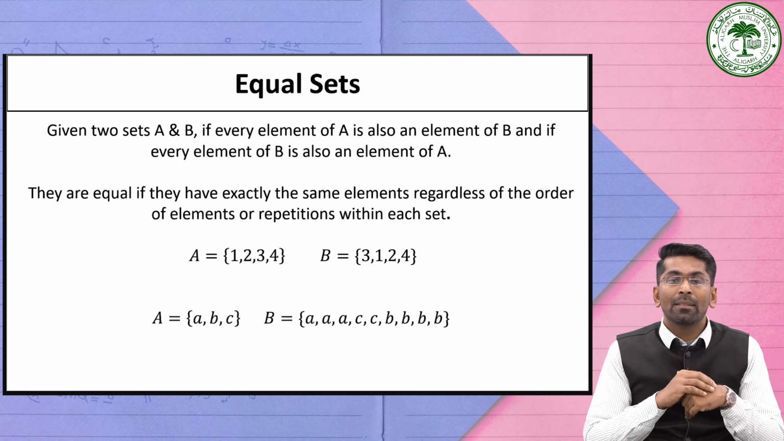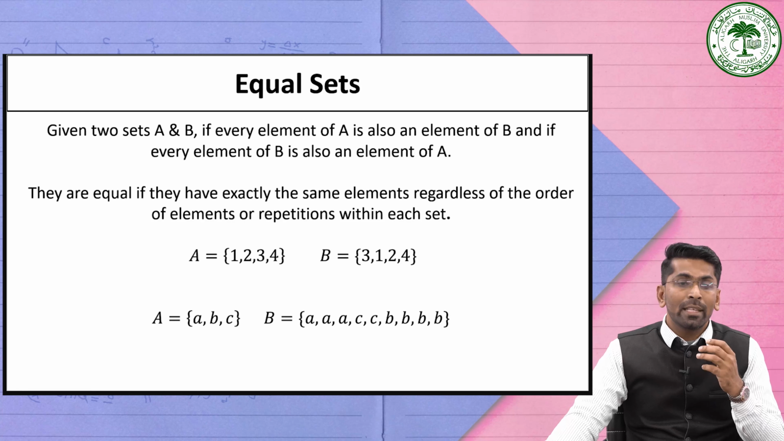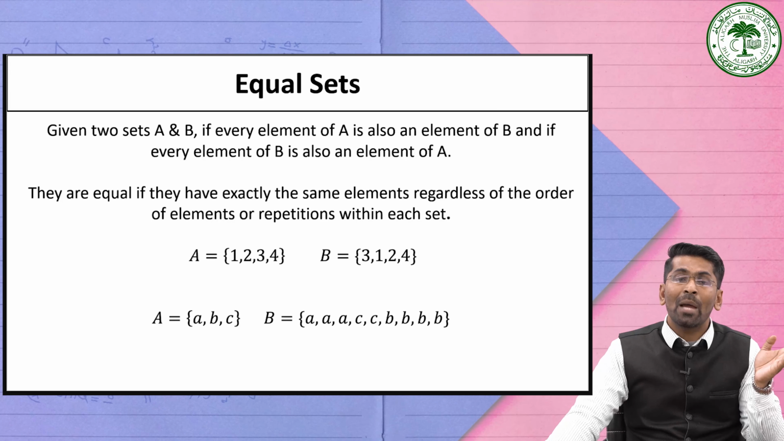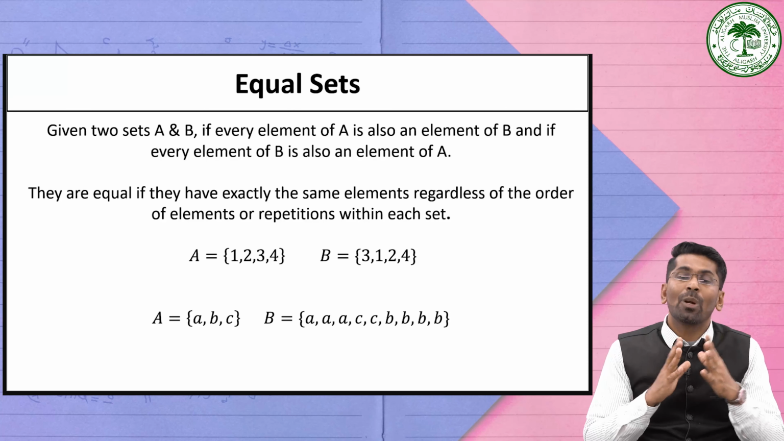Consider another example. Set A is equal to {a, b, c}. Set B is equal to {a, a, a, c, c, b, b, b, b}. Here a is repeated thrice, c is repeated twice and b is repeated four times. Do you think that these two sets are equal sets? A set does not change even if one or more elements of the set are repeated. Here repetition has happened, but in this case the order and repetition of elements do not matter.